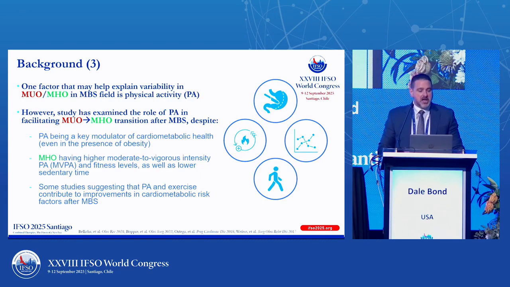So one factor that may help explain variability is physical activity. However, no study has examined the role of physical activity in facilitating this transition after MBS, despite physical activity being a key modulator of cardiometabolic health, even in the presence of obesity, MHO having moderate to vigorous intensity physical activity and fitness levels, as well as lower sedentary time, and some studies, but not all, suggesting that physical activity and exercise can contribute to improvements in cardiometabolic risk factors after MBS.